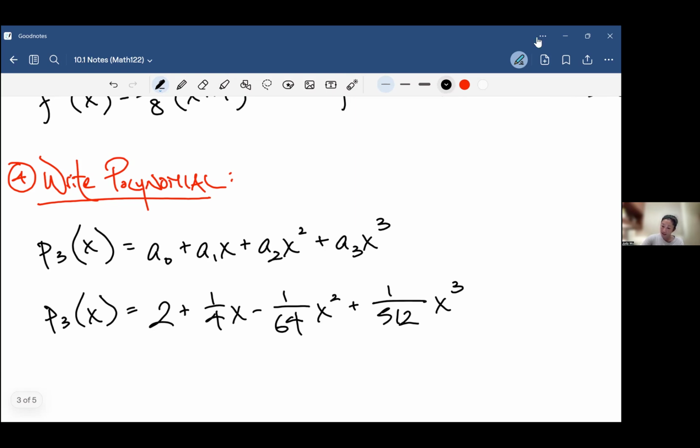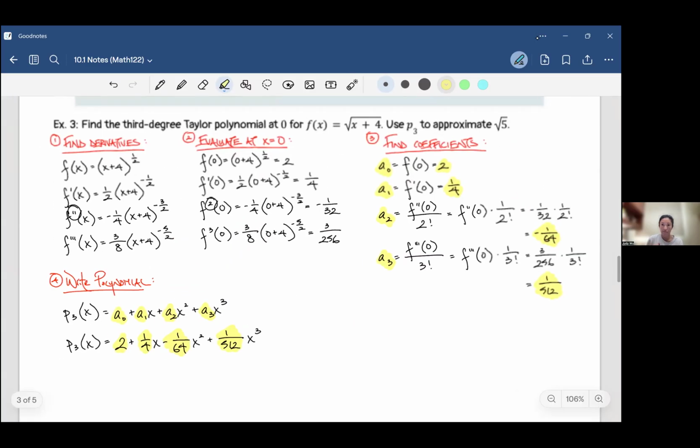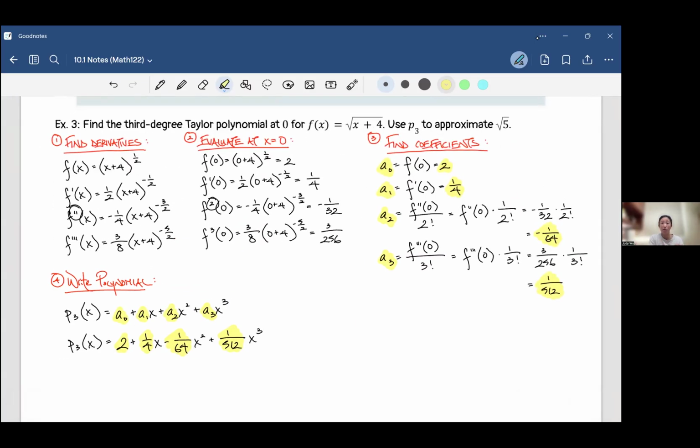Okay, so all I did, and I know I used the same color for all of those, but everywhere I saw the A sub whatever, I plugged in the number that I found from step 3. Whatever we found for A0, we put that in for A0. Whatever we found for A3, we put that in for A3. But all of these are coefficients for x, x squared, x to the third. Okay. All right, now we've written our polynomial. That answers the first part. Find the third degree Taylor polynomial at 0 for f of x equals the square root of x plus 4.